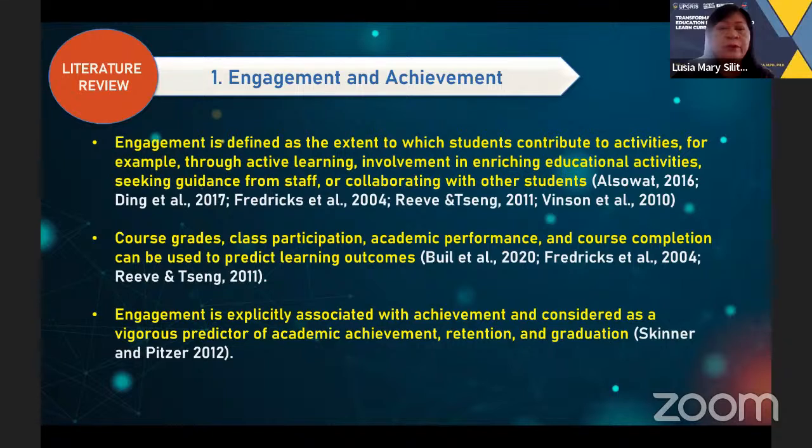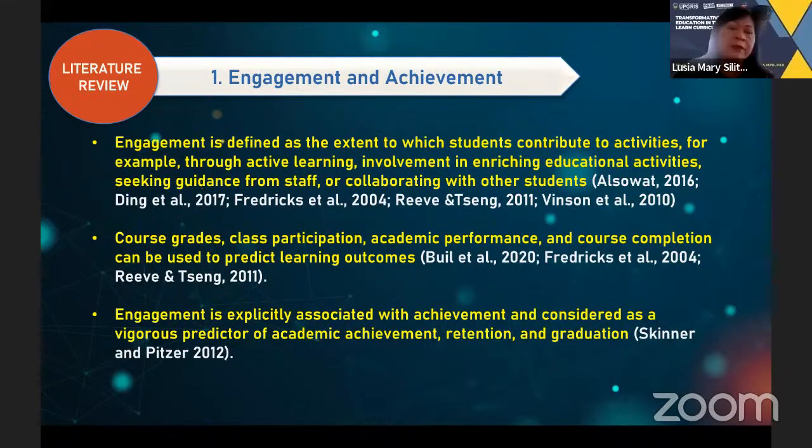I'm going to move to the literature review. I'm going to make it fast because there are too many things to discuss. The first is engagement and achievement. This is also for my students: if you want to conduct an experiment and write papers, make sure the literature review refers to the variables that become the focus of the research. So the literature review consists of engagement and achievement, high-order thinking, and flipped classroom, and of course also business simulation game.